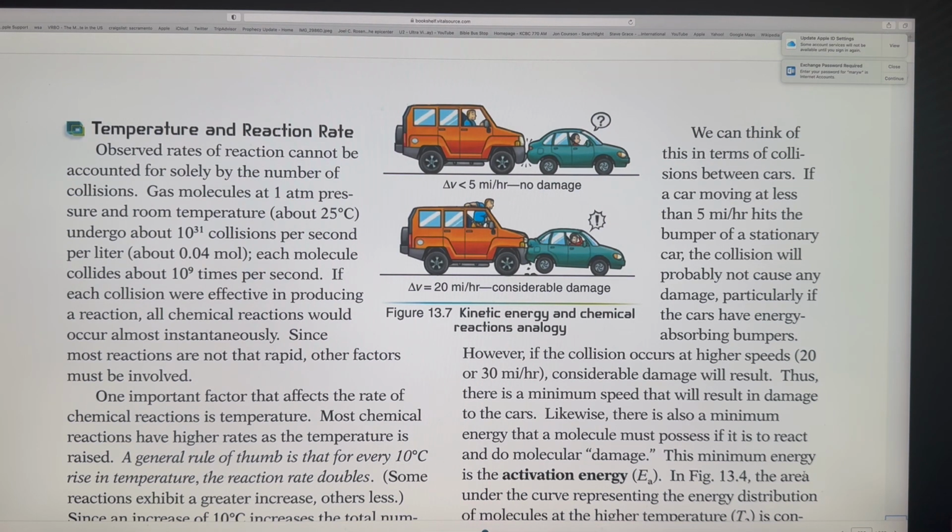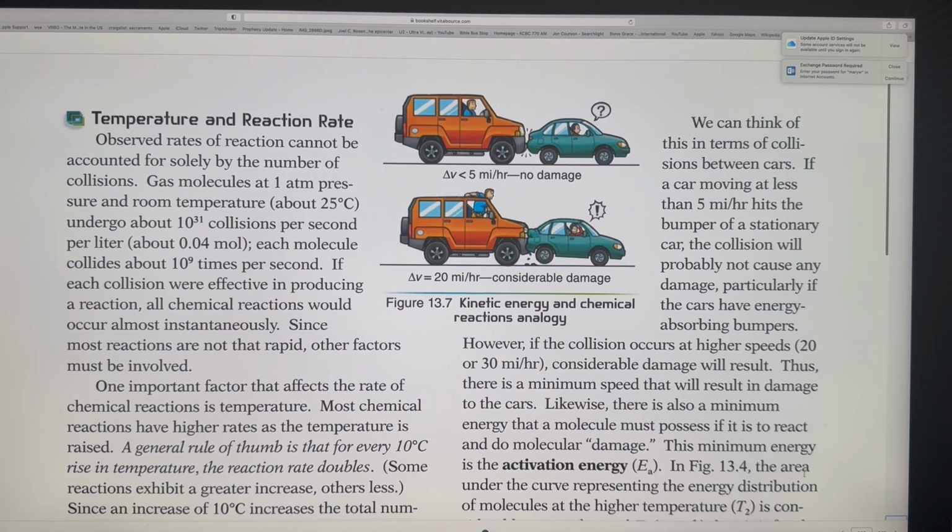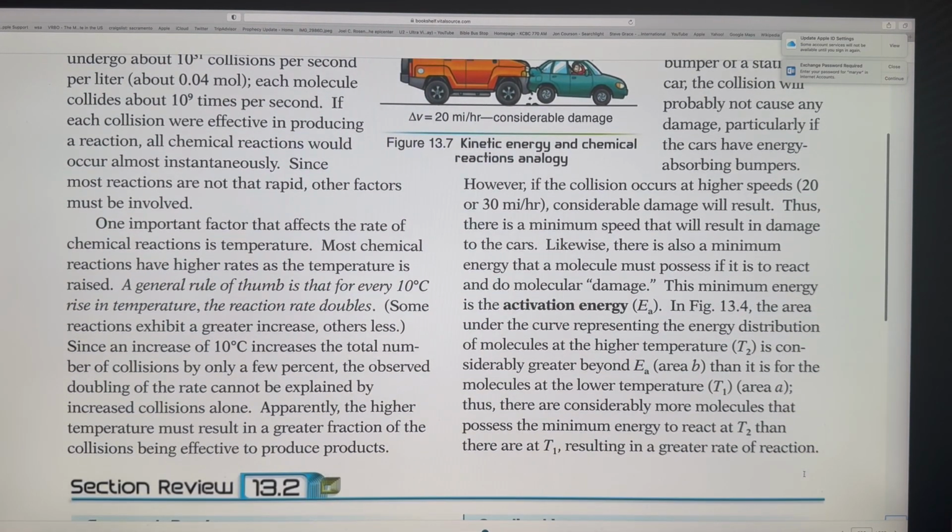And that harder bump will bump the next one harder and basically cause more of a chain reaction. So the collisions of the molecules, you say 10 to the 9th times per second, that's quite a bit. Say you have room temperature, 10 to the 31, and each molecule collides this many times. Since most reactions are not that rapid, the more rapid the reaction is, the more collisions you'll have, or the greater the reaction rate. So temperature will make the reaction rate go up because it increases the kinetic energy.